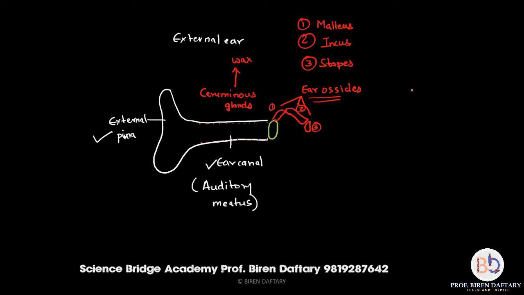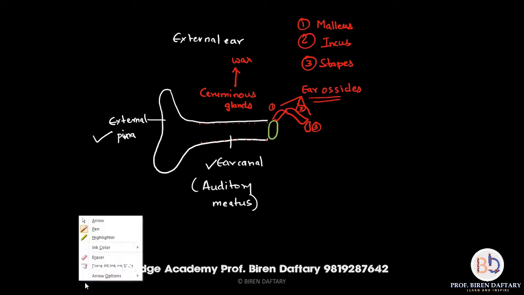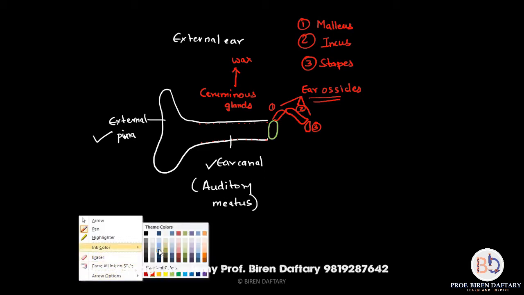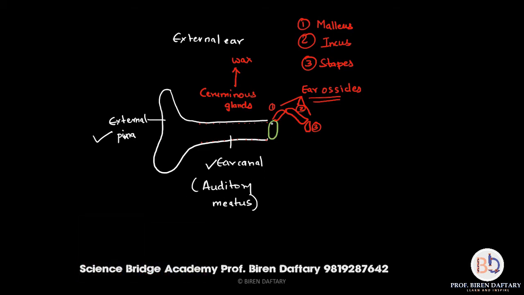Now there is one more part in the middle ear, which is the eustachian tube. What is the eustachian tube? This structure which I am drawing with a blue color, I can call this the eustachian tube, E-U-S-T-A-C-H-I-A-N.